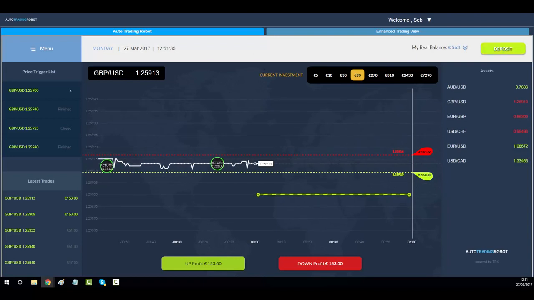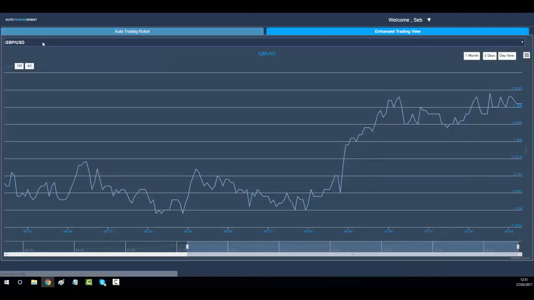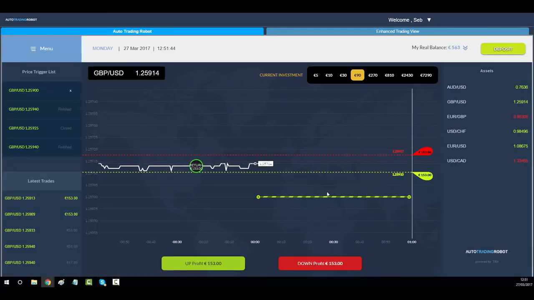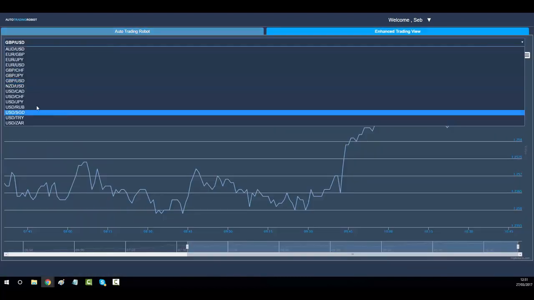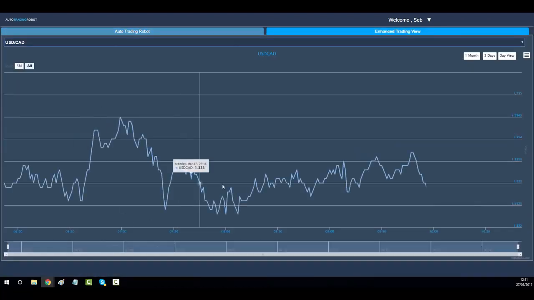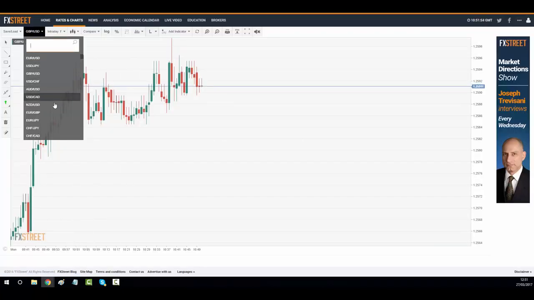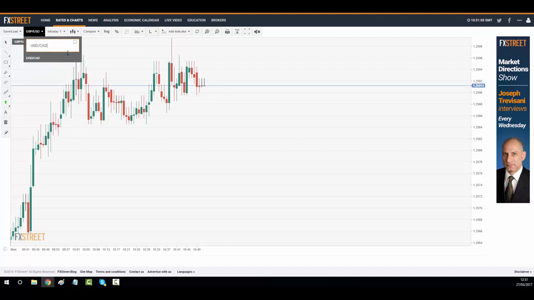It looks like the GBP USD is just slipping now. It's just gone into complete decline. So let's check on another currency pair. Well, I'll leave this here though. USD CAD. USD/CAD.